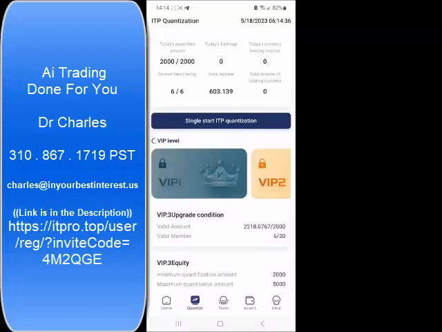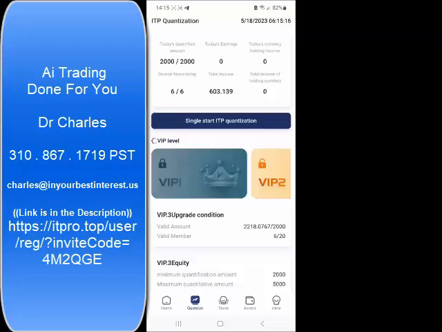Right, at the top, you'll see some information boxes. Today's quantified amount is $2,000, which is the amount that I'll be trading with today. Immediately below that, you'll see 6/6. Basically, I've got 6 turns at doing this trading. When you start, you start on 5 turns. I'm on the second level, so I get 6. And you'll see that one of them will count down every time we do a trade. It'll go down 5 out of 6, 4 out of 6, 3 out of 6, and so on.